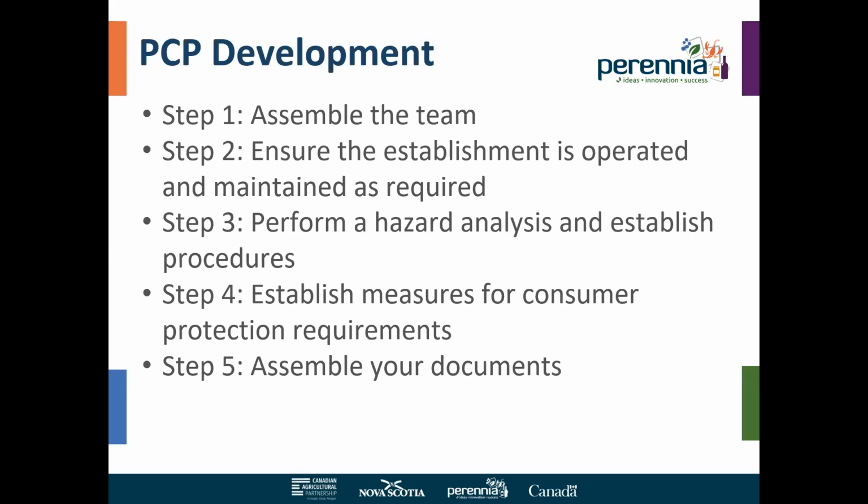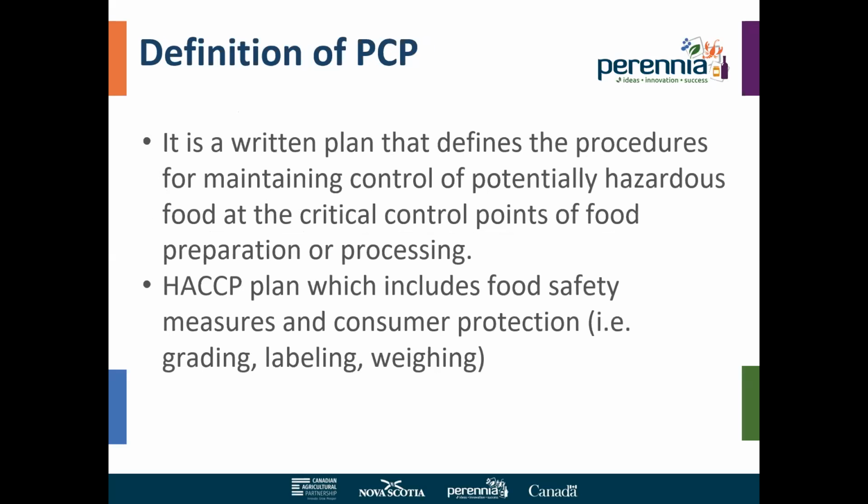And then step 4, establish measures for consumer protection requirements. So remember I said that the preventive control plan is similar to a HACCP plan, but it also considers these other things. That's that consumer protection requirement that has to be added. And that's labeling, grading, packaging, the little portion that Elaine said is not covered by Canada GAP, but you can cover it off with an SOP or however you feel works well for your operation. And then step 5 is assembling all your documents.